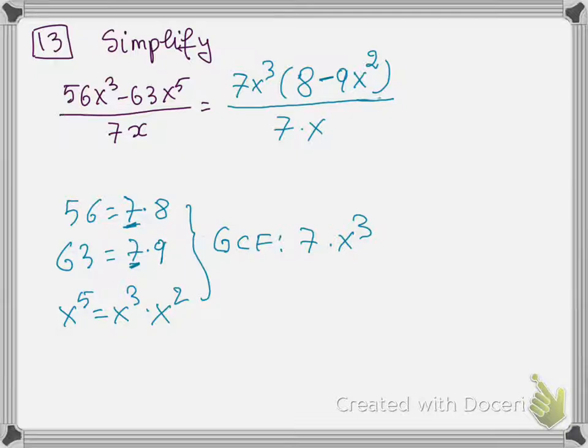Then the next step is to cancel out common factors. So remember, we cancel them only when we're multiplying. So we have all these factors, and we see that 7 will cancel with 7. X to the third and x is going to give us x squared on the top. X to the third divided by x is x squared. So then we're left with x squared times 8 minus 9x squared.